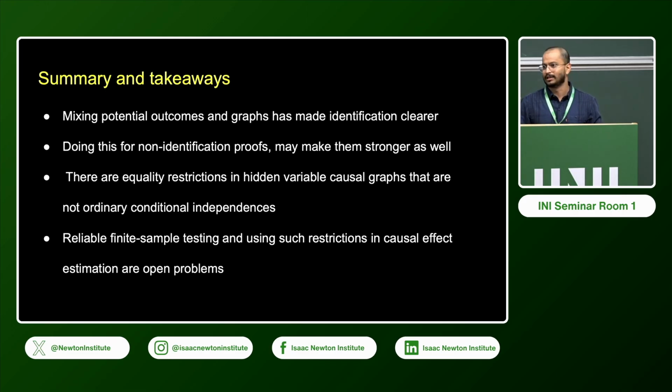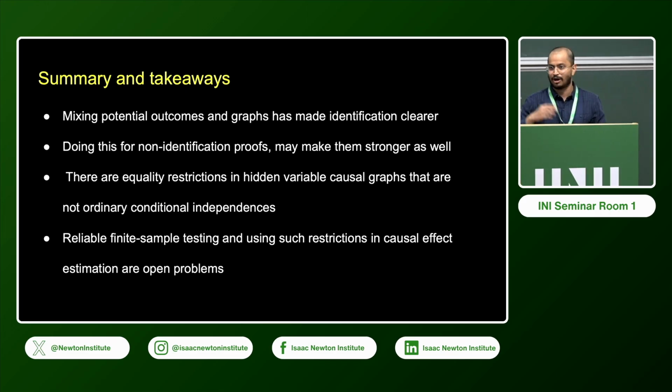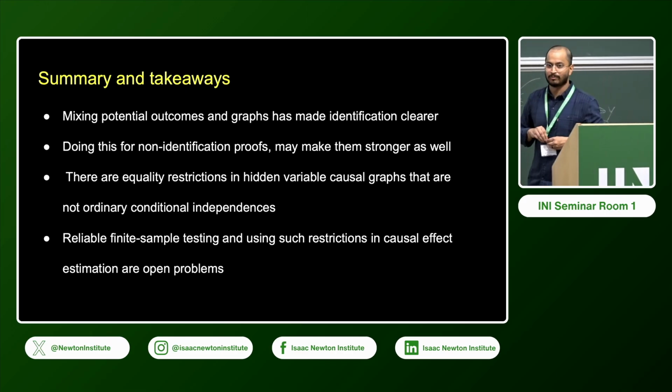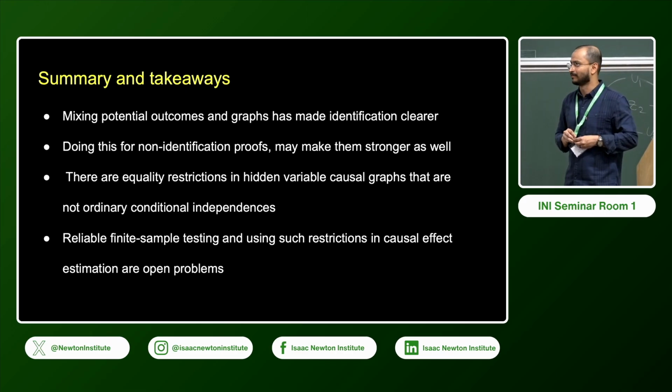Just going back to that deconfounder quote, maybe they won't think of these examples as so pathological if we're able to show them a whole class of examples that are non-ID. There are equality restrictions in hidden variable graphs that are not ordinary conditional independencies. And I think reliable finite sample testing and using these restrictions in effect estimation are sort of open problems. Okay, I have 2 minutes, but I'll end there. Thank you.